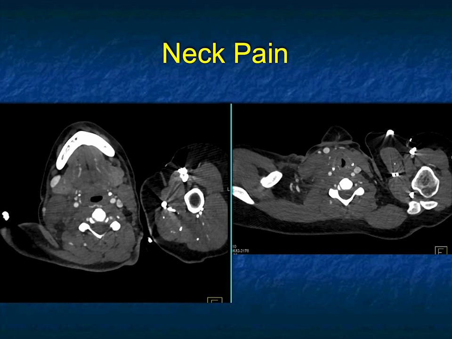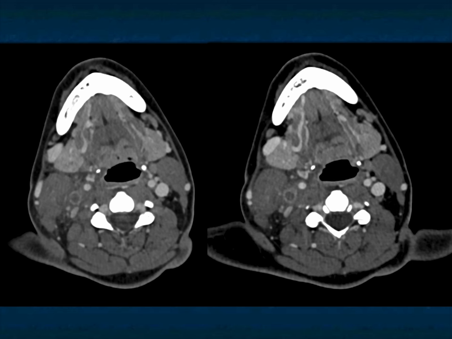This patient presented with neck pain, and you see swelling in the right side of the neck. It could be nodes, it could be inflammatory. What you don't have here is a venous phase imaging, and I want to make the point that I need a venous phase because I want to know what the jugular vein is doing. When I get a venous phase, you see the jugular vein is thrombosed.